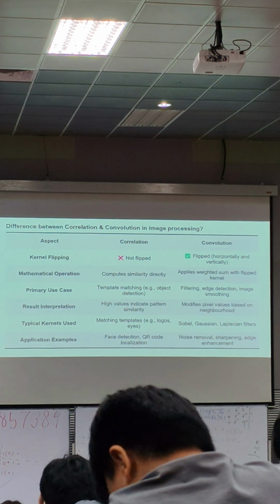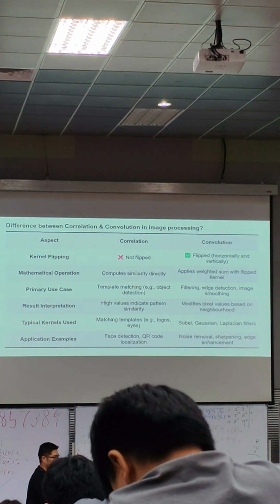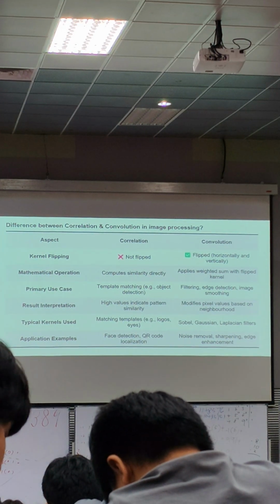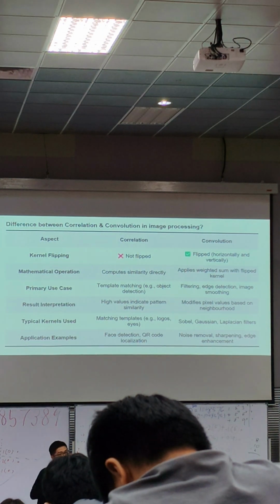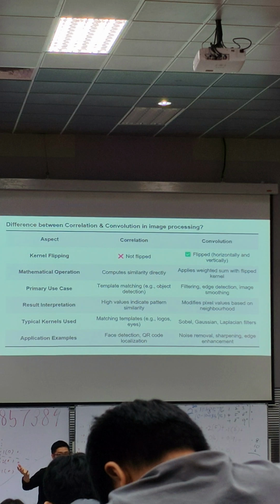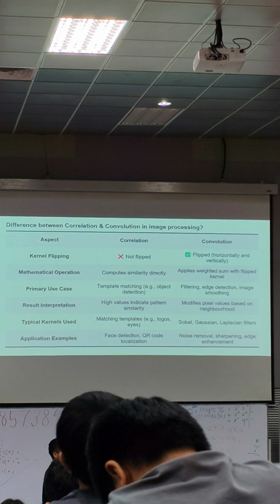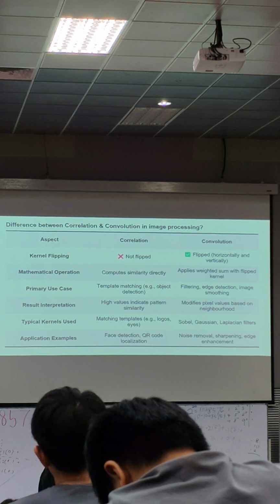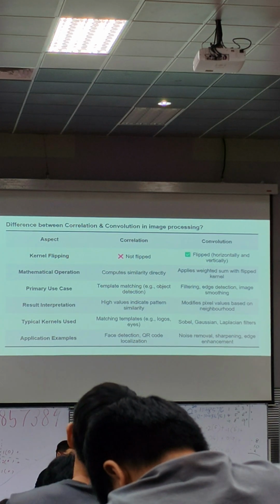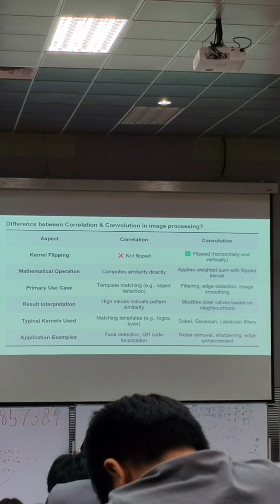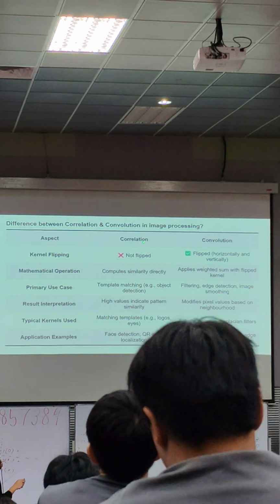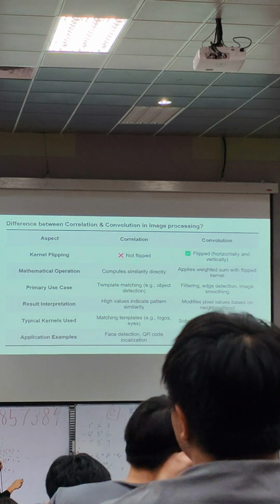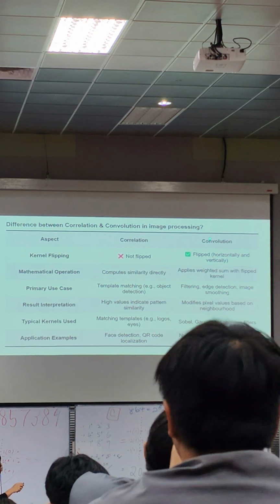So what is the difference between correlation and convolution? What makes convolution so special? It is the same kernel, but I flip it and flip it again. In terms of kernel flipping, for correlation we do not flip it. For convolution, yes, we need to flip it.